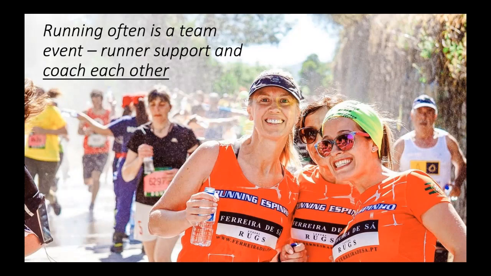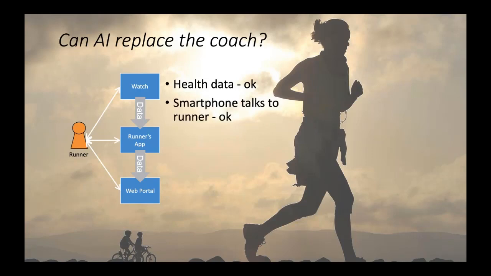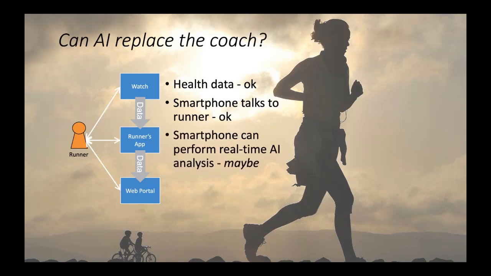And what we could think about is that we have artificial intelligence technology with us. We have this nice Siri or Google assistant, and maybe it's possible that these assistants can talk to us and support us in our running training as real runners do. And if we look there on the material perspective again, we have the watch, which delivers health data, which we clearly need for analysis. We have smartphones that talk to us. We can ask Siri for the weather tomorrow. It talks to us. Maybe this is no problem at all. We have smartphones with great CPU power. Maybe they are also capable of performing a real-time artificial intelligence analysis.